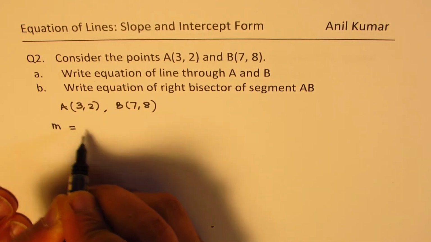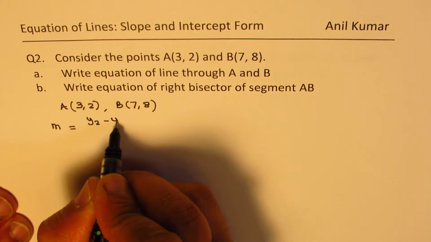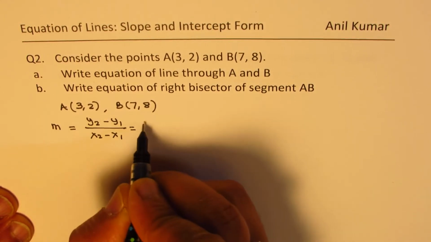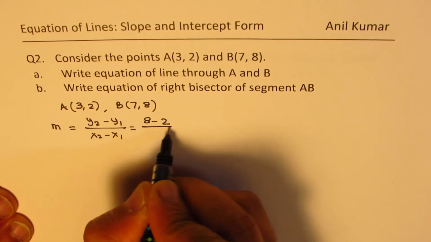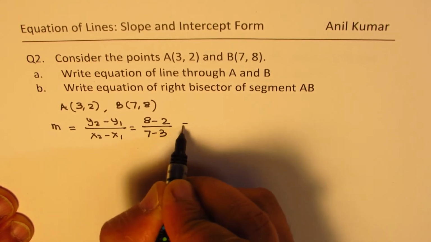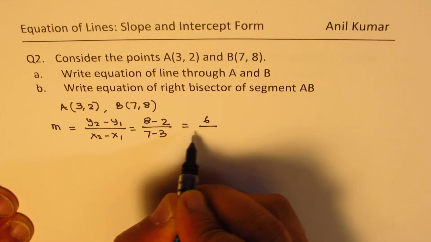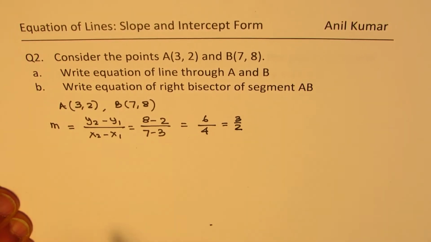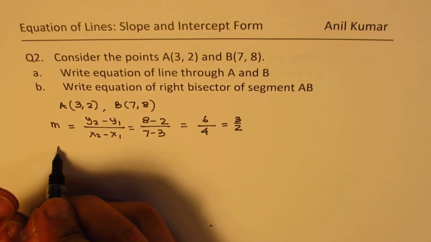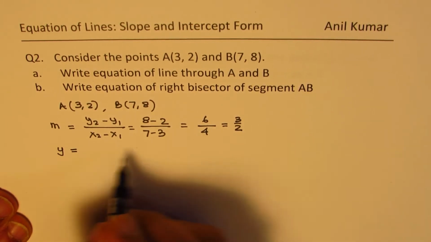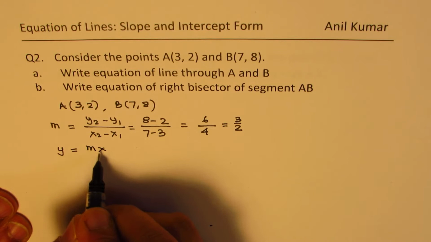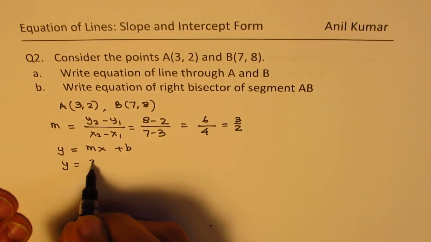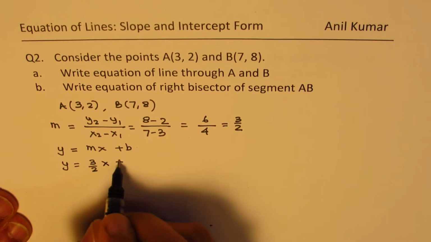So slope in this case is going to be y2 minus y1 over x2 minus x1, which is 8 minus 2 over 7 minus 3, and that gives you 6 over 4, which can be simplified as 3 over 2. So now we can write the equation of this line as y equals mx plus b, where slope m is 3 over 2, right? 3 over 2 x plus b.